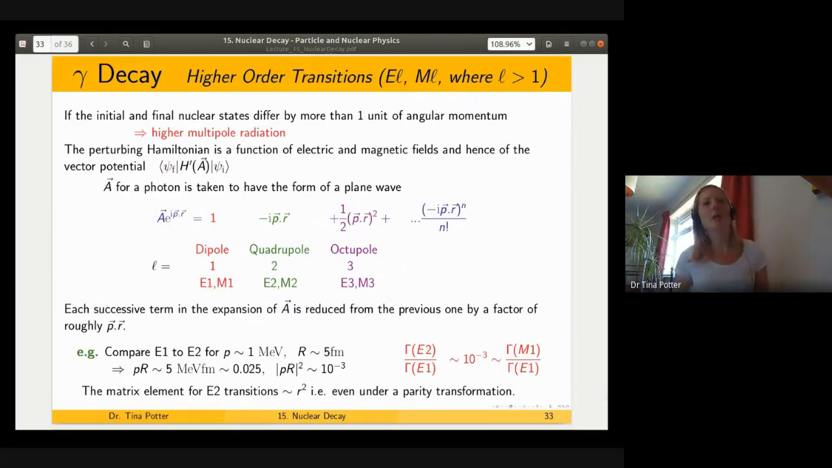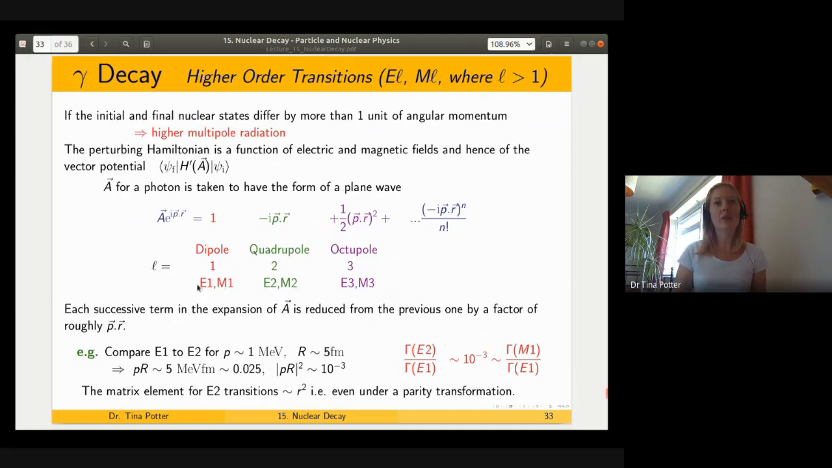And let's have a quick look at these higher order transitions where the photon, the gamma ray, takes away more than 1 unit of orbital angular momentum, so where L is 2 or more. These kinds of photons, when they're carrying away more than 1 unit, are called higher multipole radiations, i.e. when you have different parities of your photon based on the L values.